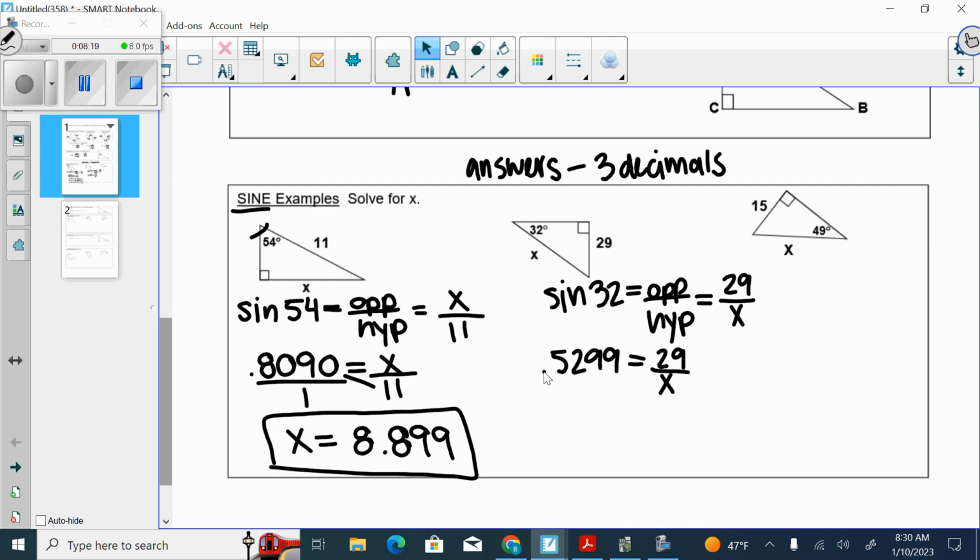And just like last time, I'm trying to solve for x, so I either am going to have to multiply both sides by x to get it out of the bottom, or you can think of just putting this over 1 and cross multiply. So x times 0.5299 is just 0.5299x is equal to 1 times 29, which is just 29. And then what would we need to do? Very good. And when we divide 29 by 0.5299, approximately what do we get there? Very good.